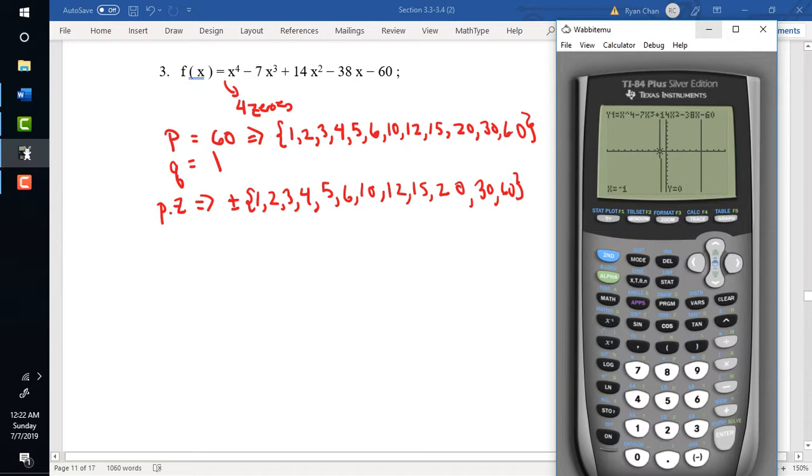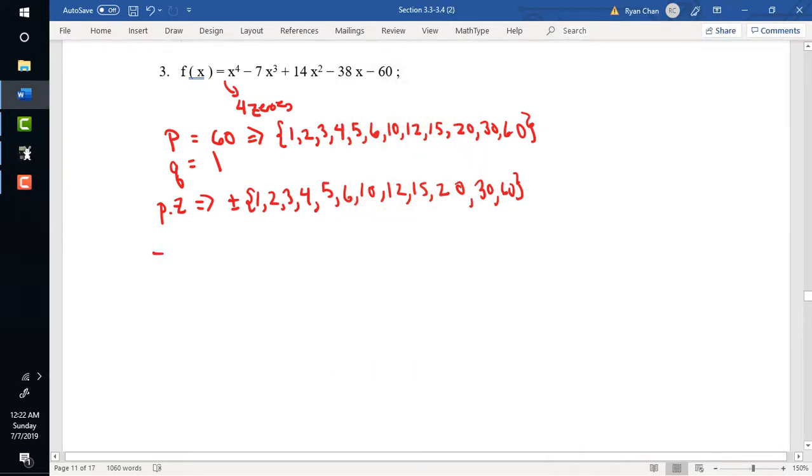So let's look at the following. I'm going to do -1 for my synthetic division. So 1, -7, 14, -38, -60. Also, a quick reminder, if you are skipping degrees, you must put a 0 in your synthetic division. So make sure you remember that. We don't need it here because it's all going down by 1: x to the fourth, cube, square, x, and a number. So 1 times -1 is -1, -8.